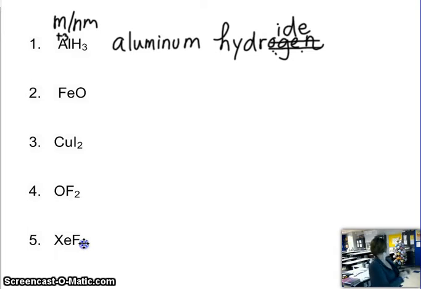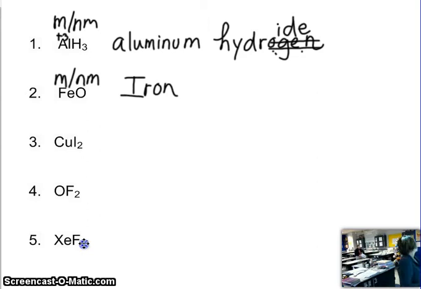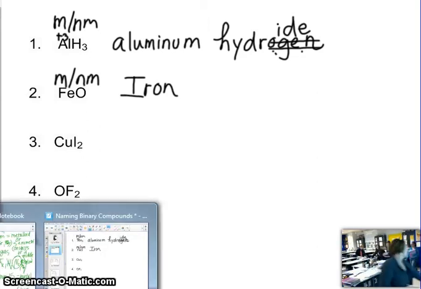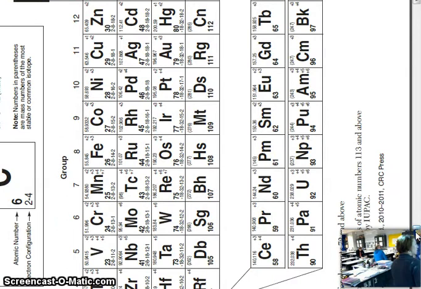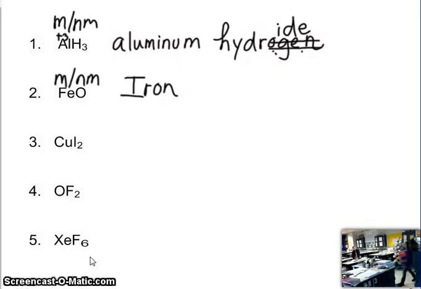Let's walk through another example. Here in number 2, we have a metal bonded to a non-metal. We name our metal, iron. We go to the box for iron and look up how many charges it has. So let's go here to iron and see how many charges iron has in its box. Right here, iron has 2 charges. Iron can really either be +2 or +3. It has 2 possible charges.